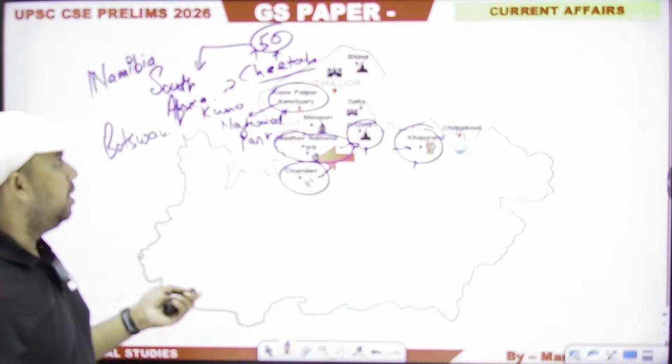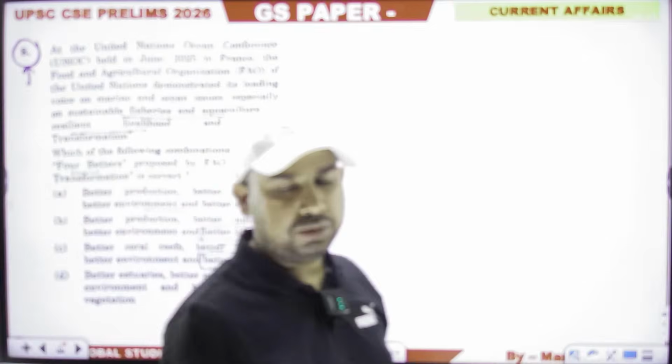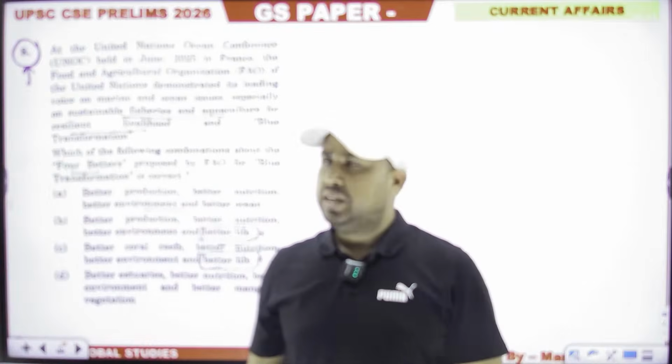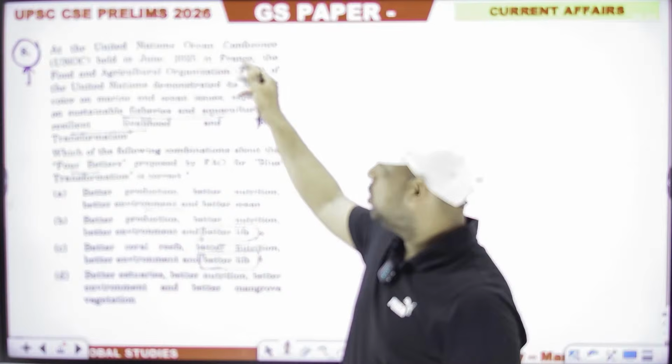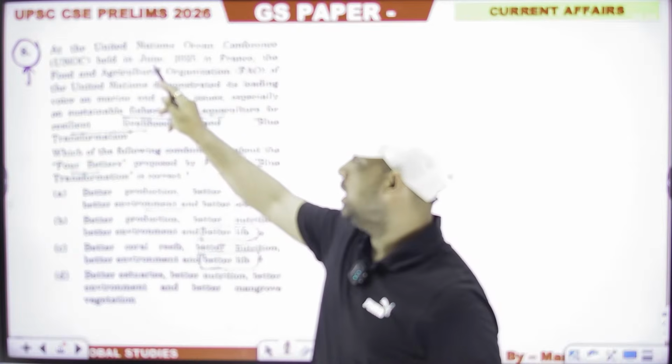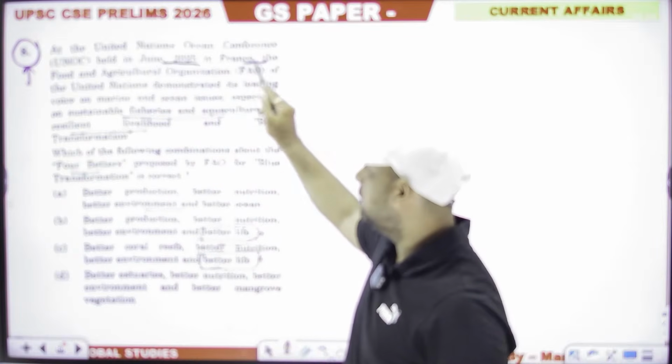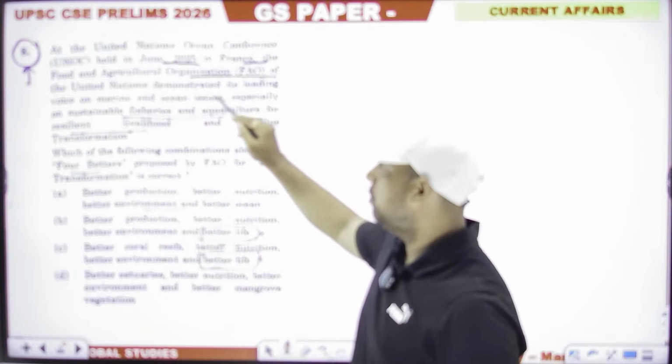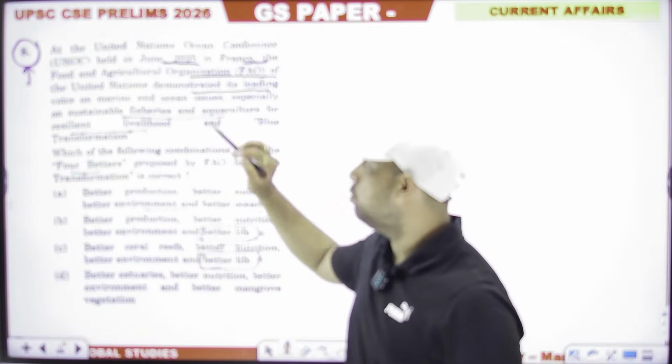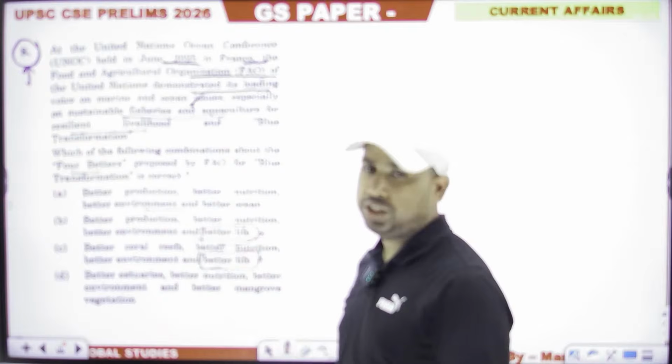Now we'll move toward the second question, and it is from the set number C, question number 8. In this question 8, what they are asking, we will do that. So just focus on this question. You will find several things which are associated with it. Like you are seeing that at United Nations Ocean Conference UNOC held in June 2025 in France, the Food and Agriculture Organization of United Nations demonstrated its leading voice on marine and ocean issues.